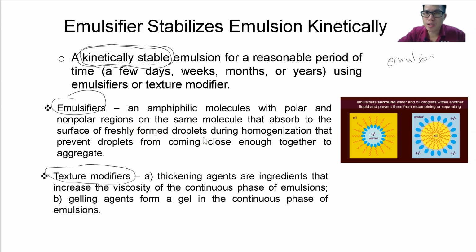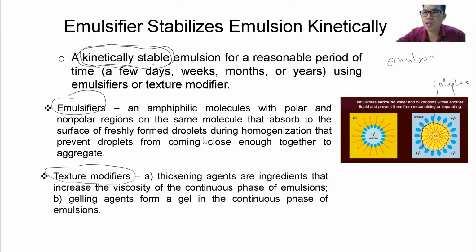You can see here, on the right side, this is an oil in water emulsion. These are the oil droplets. The emulsifiers adsorb to this region, what we call the interface. The hydrophilic part of the emulsifier will interact with the water, and the hydrophobic part will interact with the oil. So they form a barrier to stop it from separating.